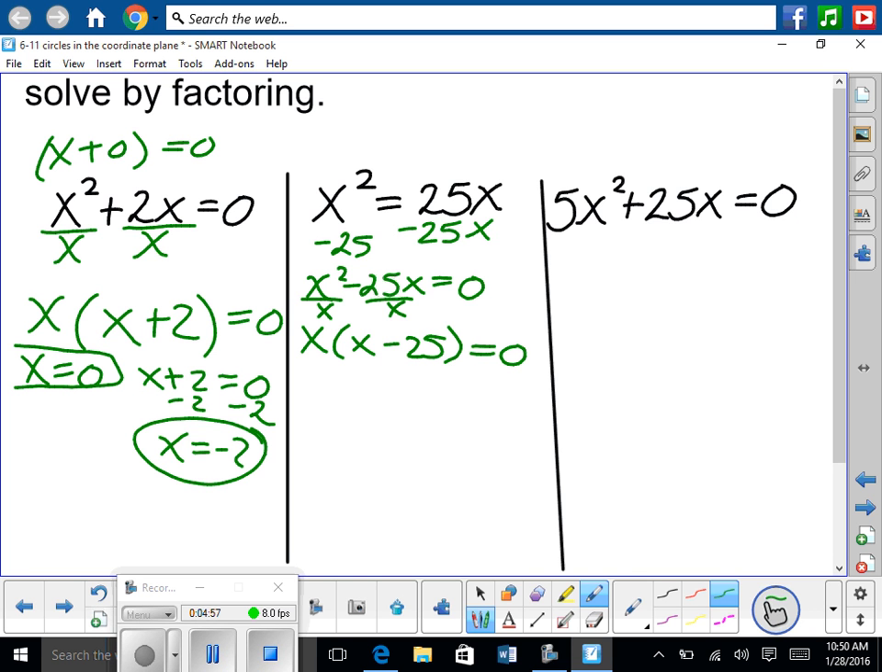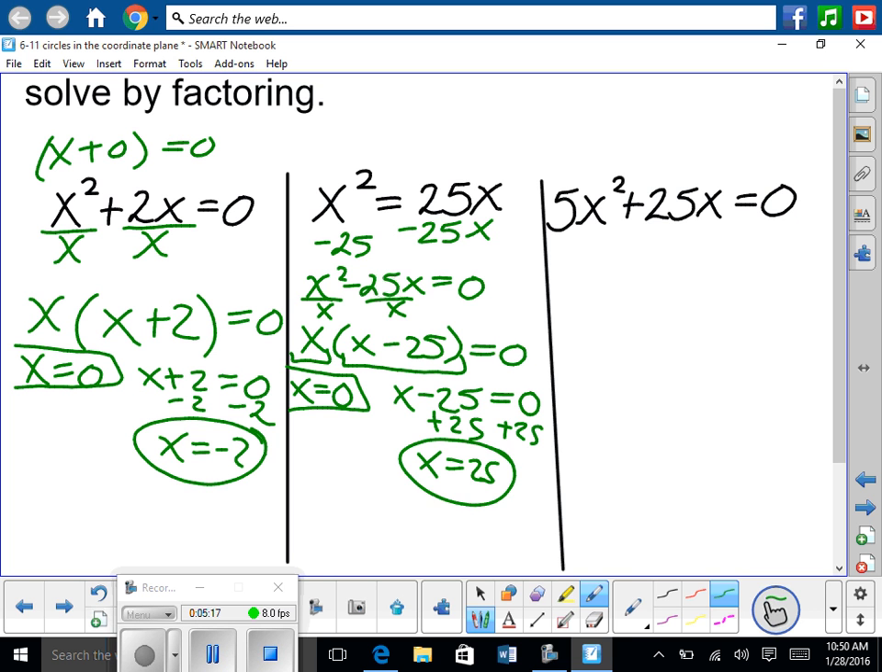Now look, a linear factor. Set each linear factor equal to 0 and solve. So I'm setting that linear factor equal to 0. I'm setting that linear factor equal to 0. Then solve for x in each case. Solving for x is done. Add 25, right? So x is equal to 25. Questions on that?